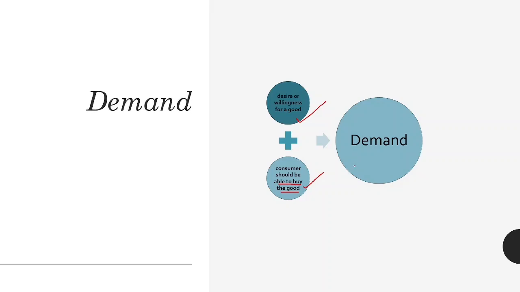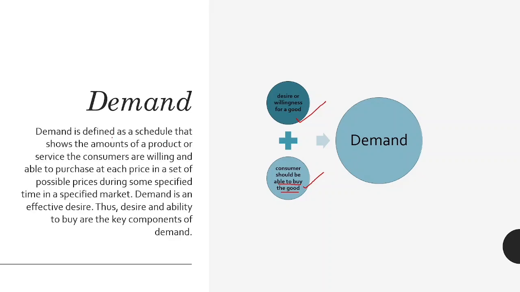Now let's look at the definition of demand. Demand is defined as a schedule that shows the amount of product or service that a consumer is willing and able to purchase at a price in a set of possible prices during some specified time in a specified market. So in short, the definition is trying to say that it is the willingness of a consumer to buy plus the ability of the consumer to purchase a certain amount of good at a certain set of prices in a specified market. So demand is an effective desire. Remember this: demand is an effective desire. Therefore, desire plus ability are the key components of demand.